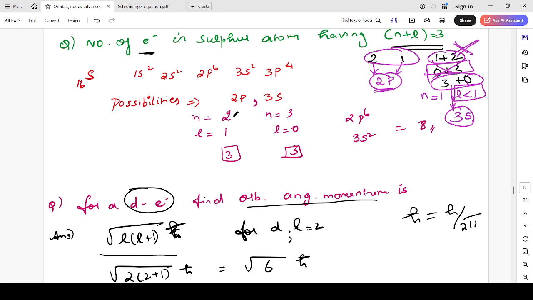Now the question is about how many electrons it can have. I know P can take 6 electrons and S can take a maximum of 2 electrons. So totally, it can have 8 electrons.